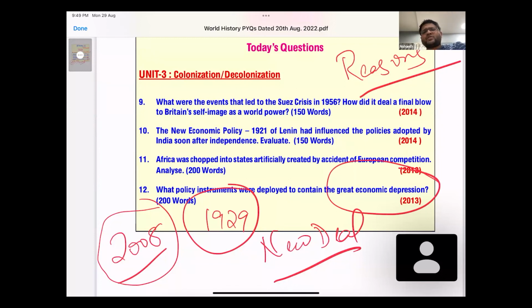Sometimes you may not know what this New Deal is. You can simply remember the policies of Roosevelt at that point of time, and say what you'll do when there is an economic recession. You'll infuse capital from the government side. That is what the New Deal is about. You'll infuse money into the banks, make them lend more, and bring financial discipline in lending. That is what they did at that point of time.